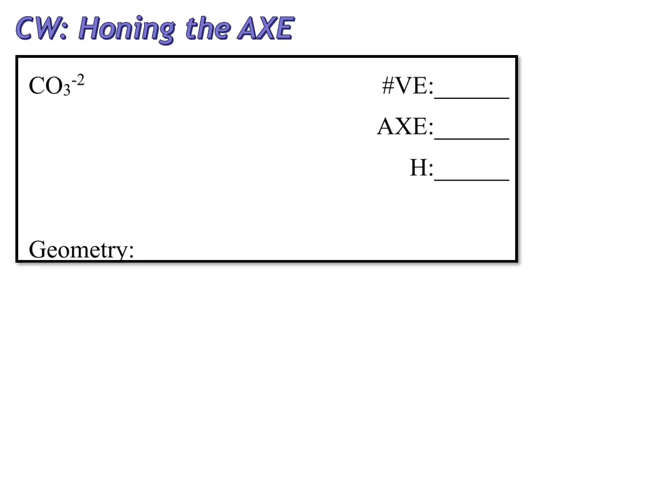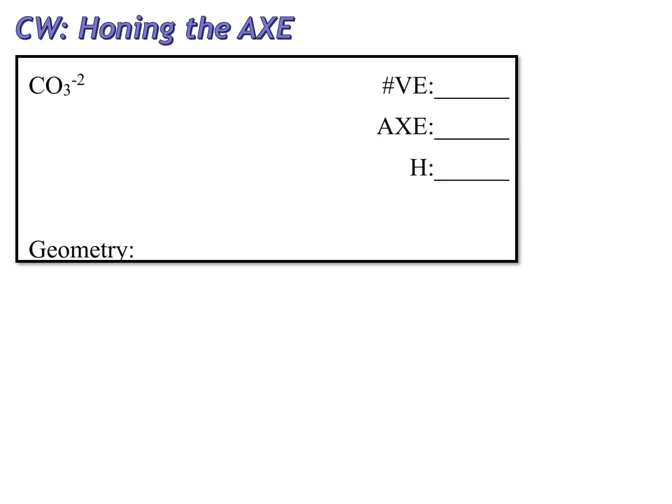All right, so the assignment that goes with this one is called honing the AXₙ. There's a whole bunch of different parts to this. This last part, hybridization, I'll give you the answer, but I don't actually talk about hybridization until the next lesson. That's because if I throw too many things at you at once, it's going to be overwhelming and nothing's going to stick.